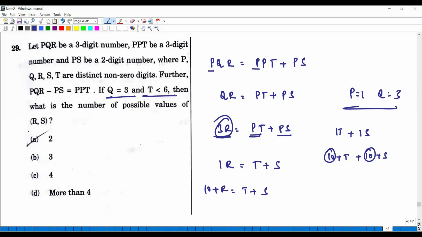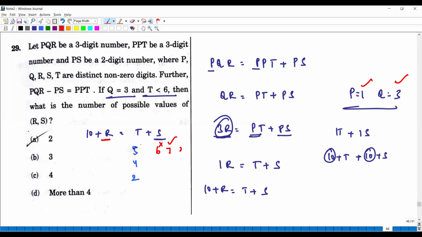This one we are getting, and T value is less than 6. So 10 plus R is T plus S. Less than 6 means how many values are possible? 5, 4, 3 is not possible. 2, 1 is also not possible. So these are the possible values. And how many possible values were possible for S and R, you have to see now. It should exceed 10. So 6, if I keep it, it is not possible because 5 plus 6 is 11. I can't take R value as 1 because 1 and 3 are already taken. So can I take 7? 5 plus 7 is 12. So I can take it.